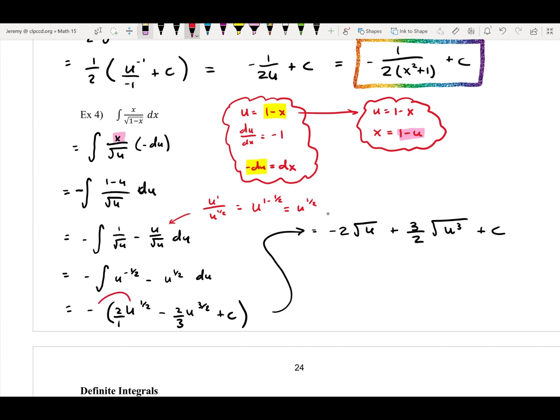Okay, so I was just simplifying. I distributed that negative. I don't bother making this a negative c. It doesn't matter. C is just some constant, any constant value.